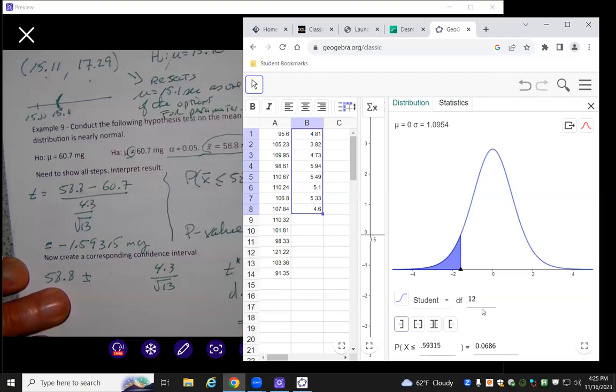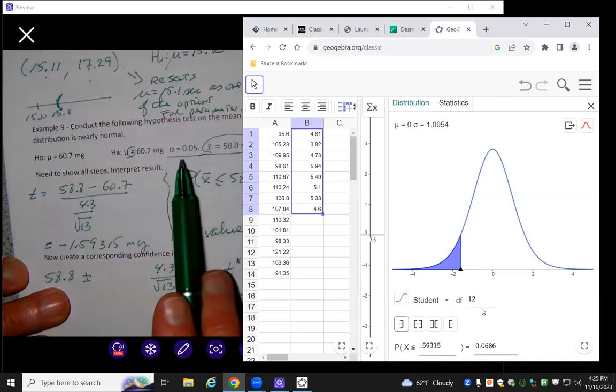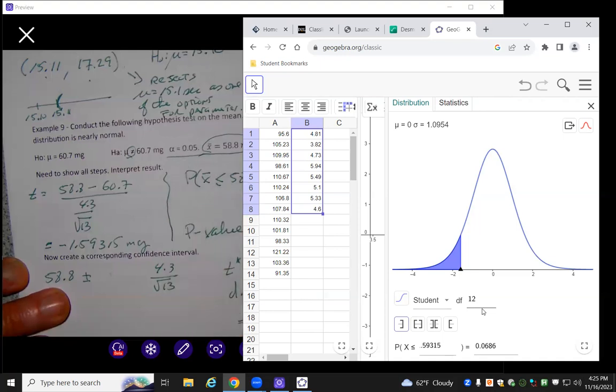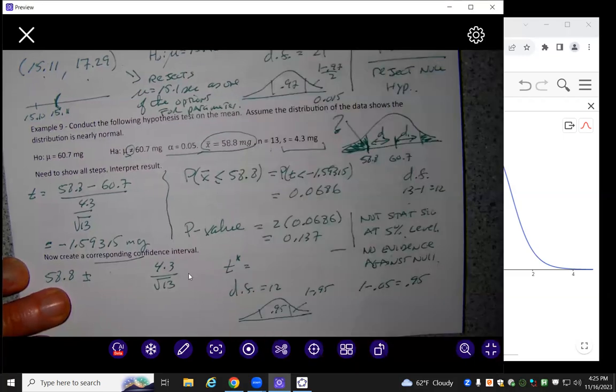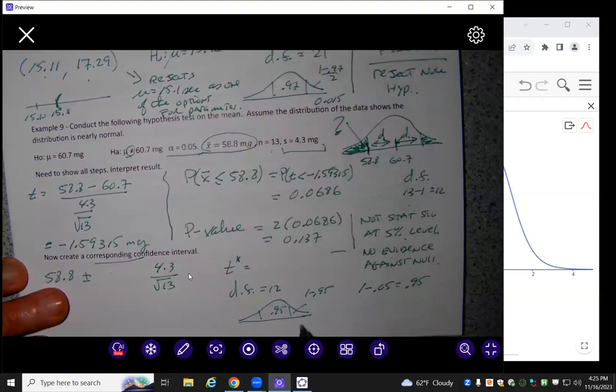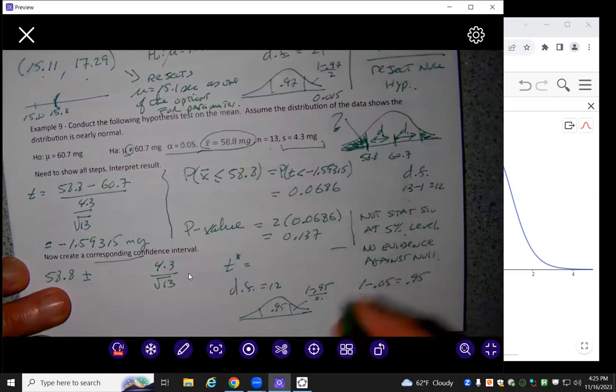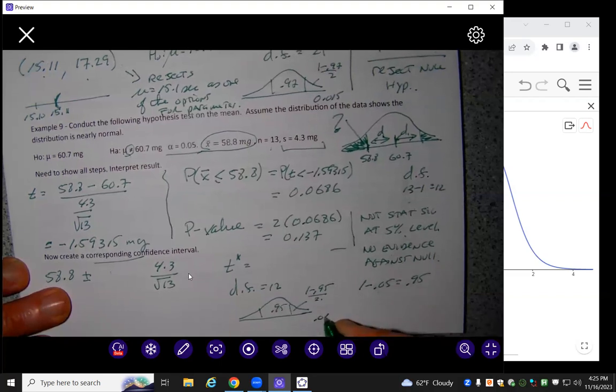Why am I doing that? Because my alpha level is 5%. So the corresponding confidence level will be 1 minus 0.05, and that's going to be 0.95. So again, the corresponding one is the complement. These two add up to 1. So that's why I'm doing a 95% confidence interval. And that area is 0.025.